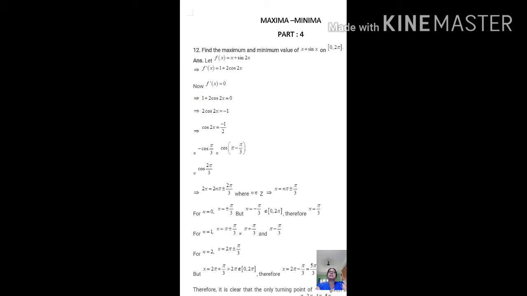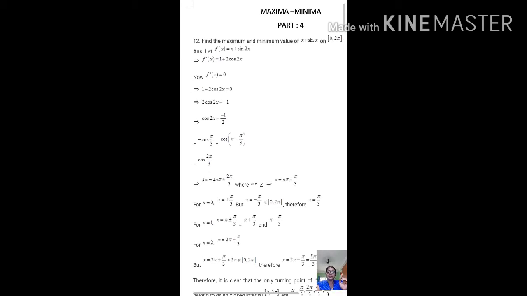Next, the second derivative test. The second derivative test is also in the same way. If a function is defined in an open interval I, and C belongs to I, and f is twice differentiable, then we have to find f dash x and f double dash x. Then we put f dash x equal to 0, so that we will get some point, suppose x equal to C.